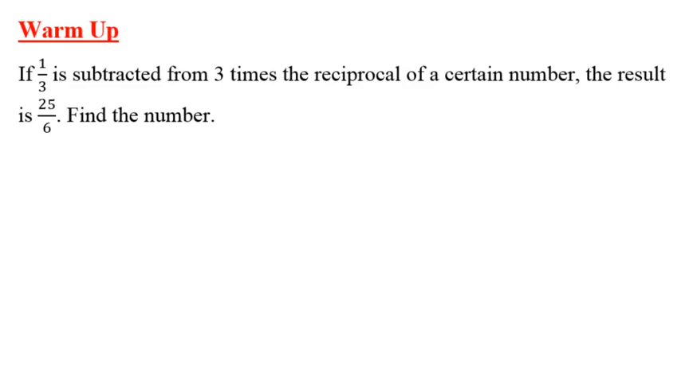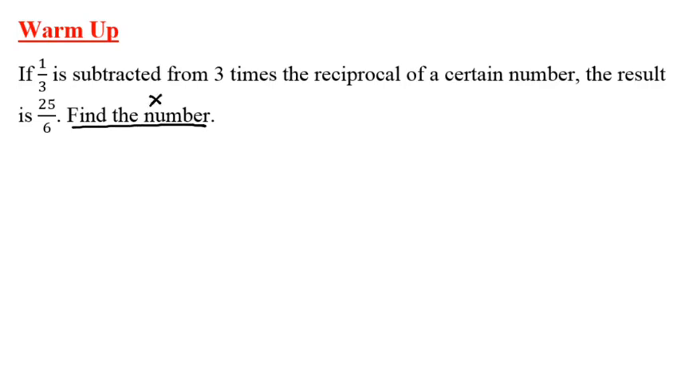In the first 4 examples, we learned how to solve linear equations. Now in this one, we have the application of linear equations. Let's read the question first. If 1/3 is subtracted from 3 times the reciprocal of a certain number, the result is 25/6. Find the number. So what we do is, first we consider the number.